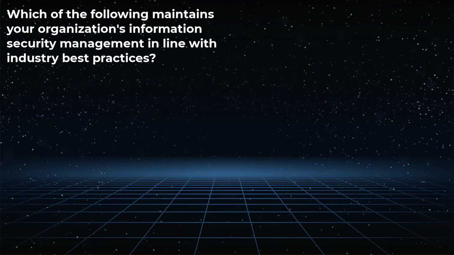Which of the following maintains your organization's information security management in line with industry best practices? Is it choice A, the common criteria, which is a system evaluation framework that uses different evaluation assurance levels to make sure the security that vendors claim their product have actually has it?